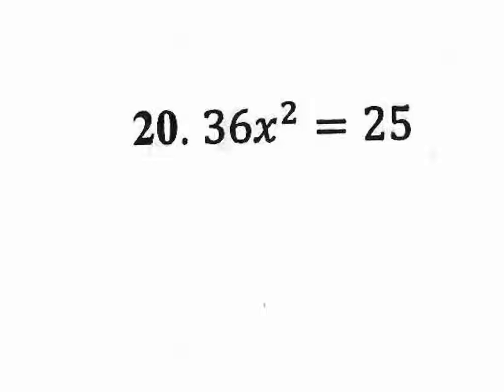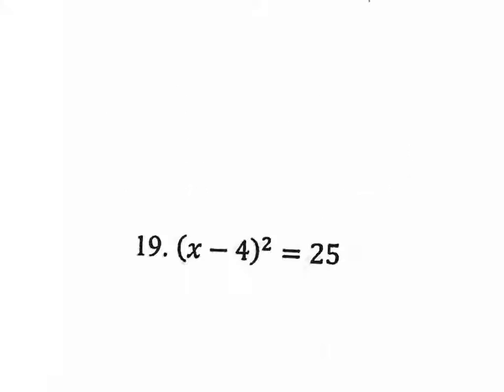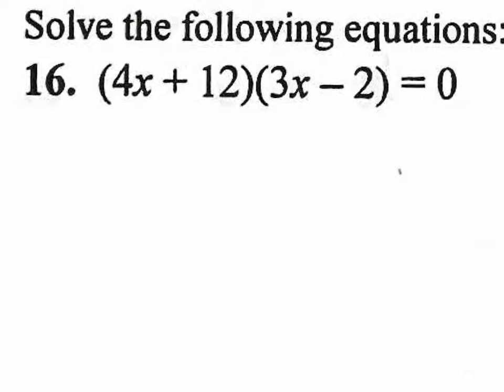But right here, you could just get rid of things by doing the opposite. Same thing with number 19 over here. There's only 1x that I see, so you could just get rid of things by doing the opposite. The opposite of a square is a square root, and the opposite of a minus 4 is a plus 4. Anyways, let's go back up here to the first one.